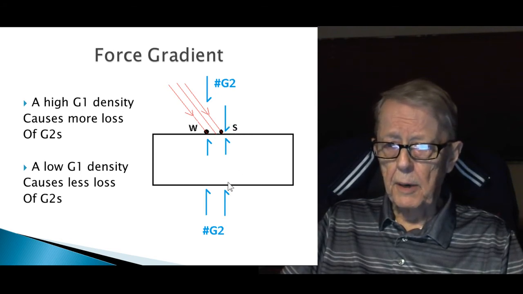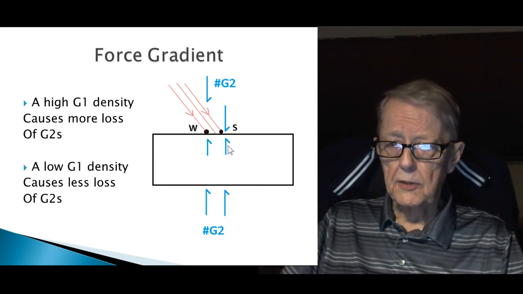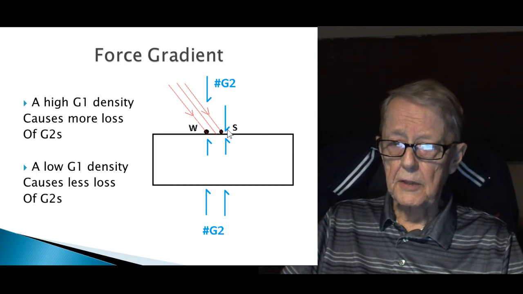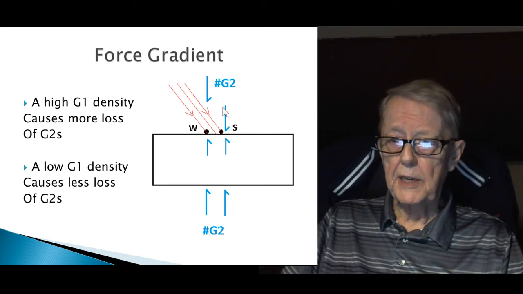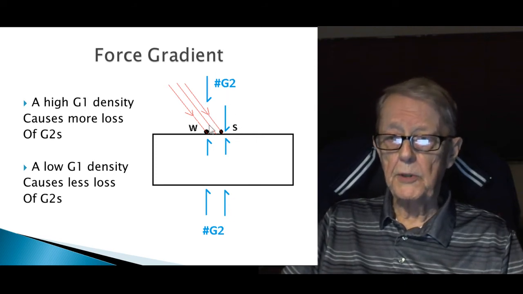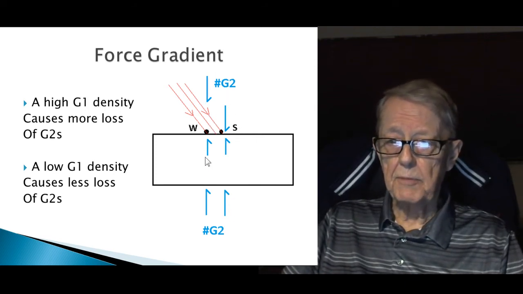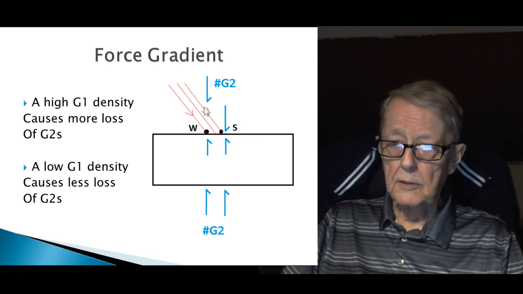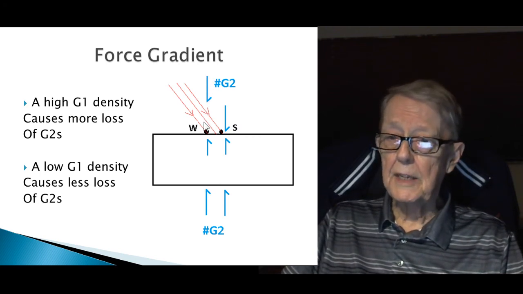Now, as the G2 particles move through here, there's a loss, so this vector is shorter, and there's loss here. So this is less. This is not reduced. There's nothing lost here, so there is a net force here. And I'm calling it stronger because when you evaluate this, you've got the same vector here as here, but the number of particles here decreases significantly.